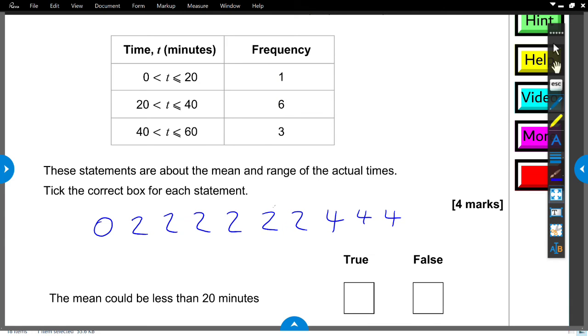So in fact, it's impossible. We can't go less than 20 minutes. So this one must be false.